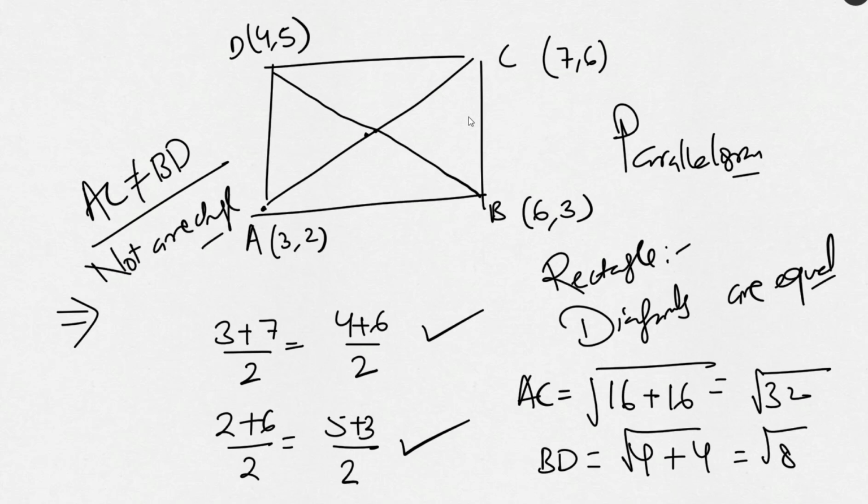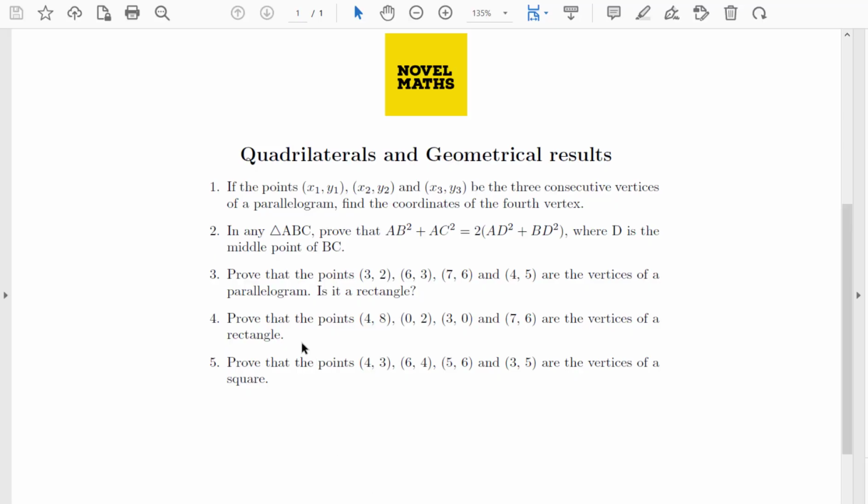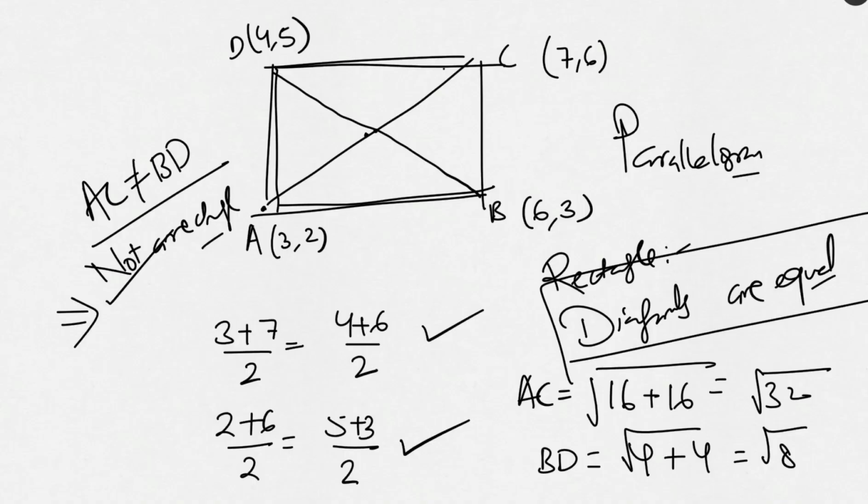You don't need to calculate the distances of AD, AB, BC, CD. You can simply compare the diagonal lengths. These are not equal, hence this is not a rectangle. Moving to the next question. This is to prove that the points are vertices of a rectangle. Again, a similar type of question. You can just show whether the diagonals are equal or not.